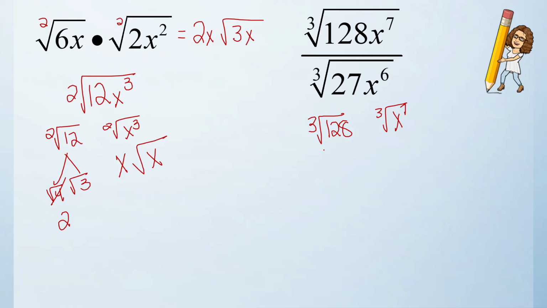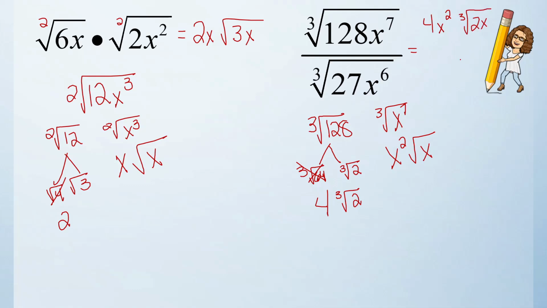Cube root of 128, I believe there to be a 64, right? So cube root of 64 and a cube root of 2. Cube root of 64 is 4. And then groups of 3, there are 2 groups of 3. 1 left behind. So the numerator now looks like this. I have 4x squared cube root of 2x.